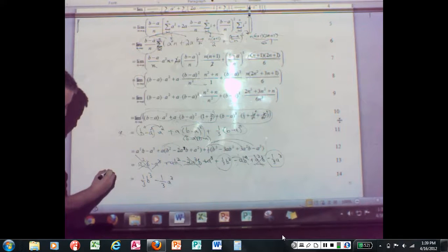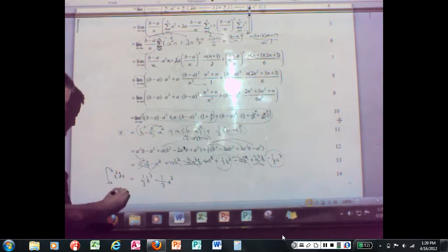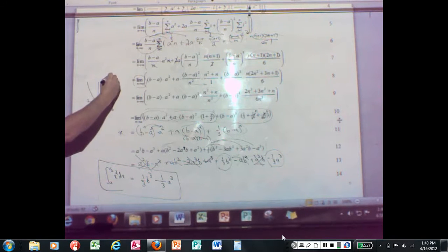Lots of nice little work. So what do we find here? Well, that's the integral from a to b of x squared dx. That's the exact value, no matter what a and b are, of the area under the curve. Wherever you want to take a to b, go from here to way over here, that area right there under that curve is 1/3 b cubed minus 1/3 a cubed, no matter what a and b are.